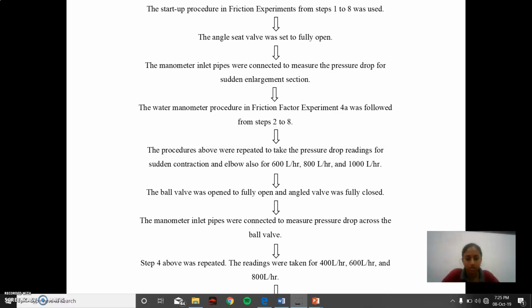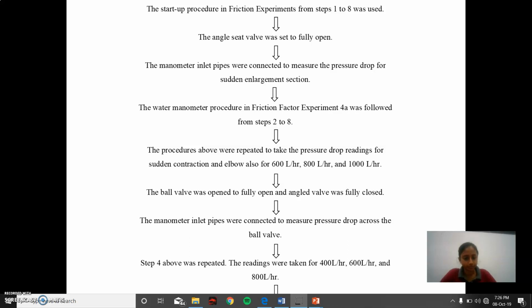So for experiment 4, the startup process is the same. The angle seat valve was fully open. The manometer inlet pipes were connected to measure the pressure drop. The steps 2 to 8 from the water manometer procedure were repeated again, and this is repeated for sudden contraction and elbow for 600, 400 and 800. The ball valve was fully open and the angle valve was fully closed. The manometer inlet pipes were connected to measure the pressure drop across the ball valve, and step 4 was repeated.